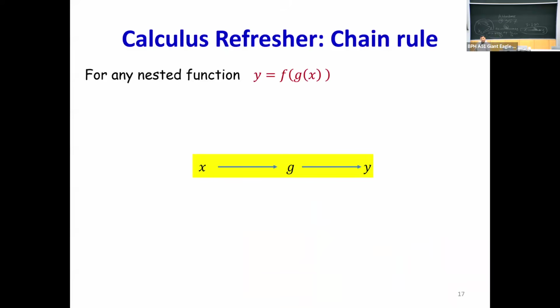So now suppose I have y equals f of g of x. This is a nested function, right? If I have a nested function of this kind, then clearly I can draw the influence diagram in this manner. I can say x influences g, because g is computed from x, and g in turn influences y. What will the edge weights be?